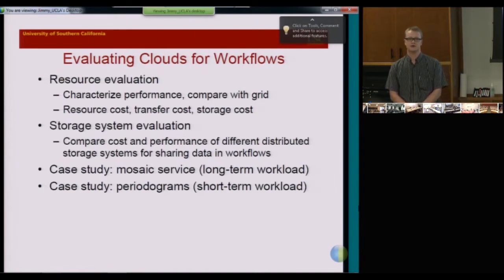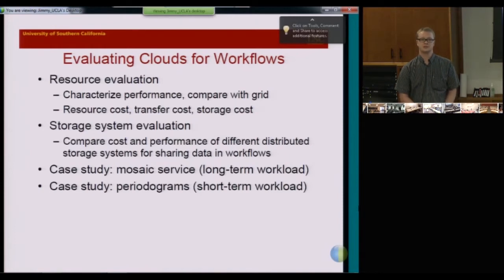The idea here was to characterize the performance of workflows running on virtualized machines, to look at all the different resource types provided by Amazon, and to compare them with typical grid resources. And then also to look at the cost in terms of resource cost, transfer cost, and storage cost for the data for our typical workflow applications.